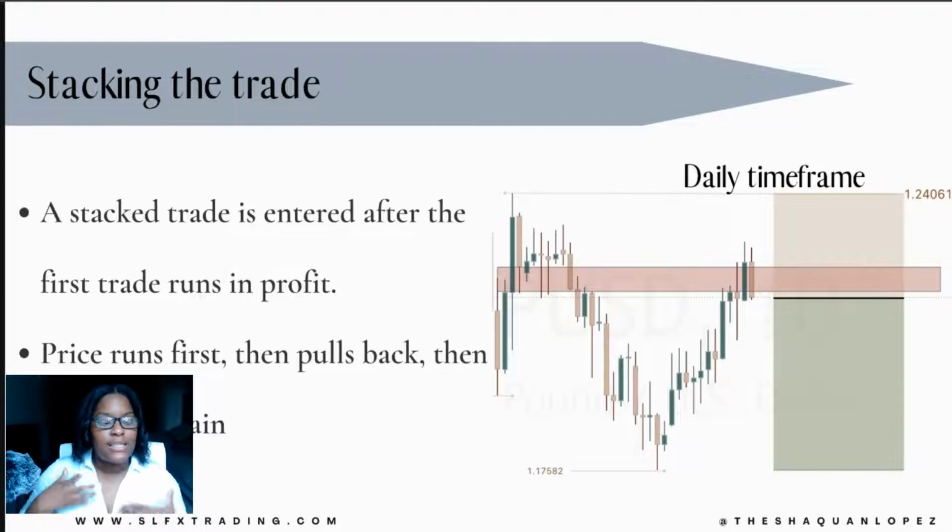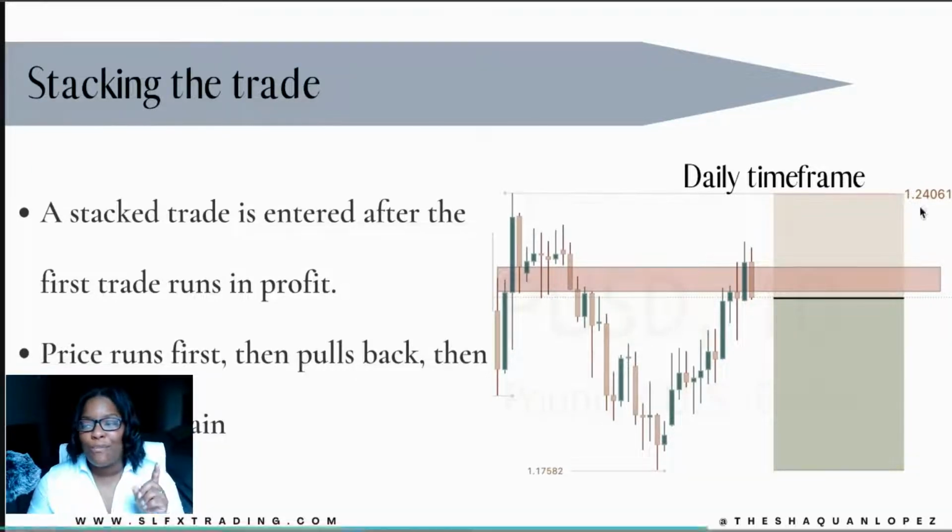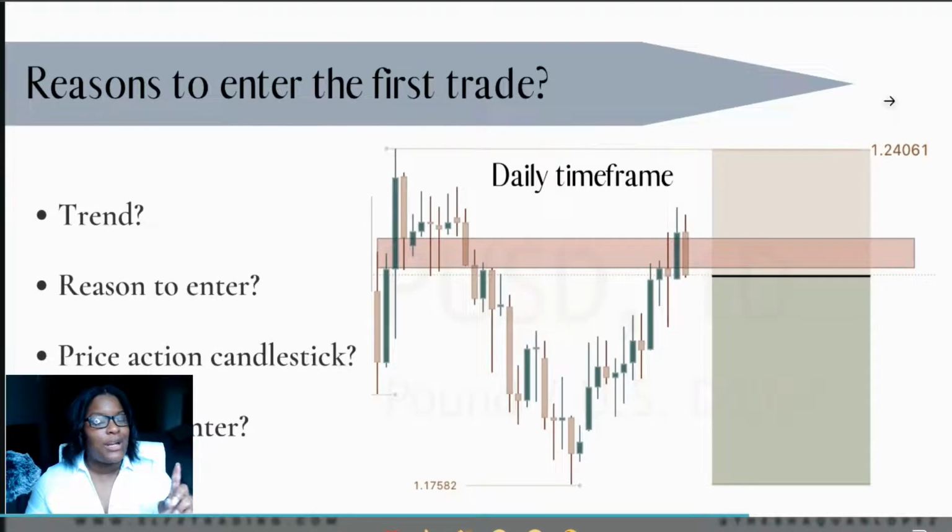So let's talk about stacking the position, okay? Stacking the position is a little bit different because once you're in your first position, you're gonna let that run a little bit in profit. You're gonna let that trade go in your favor. Once price runs in your favor, and it's not always a guarantee, there may be a pullback. Then you enter the trade again after the pullback. Now, this one takes a little bit more work. This is where the patience comes in, okay?